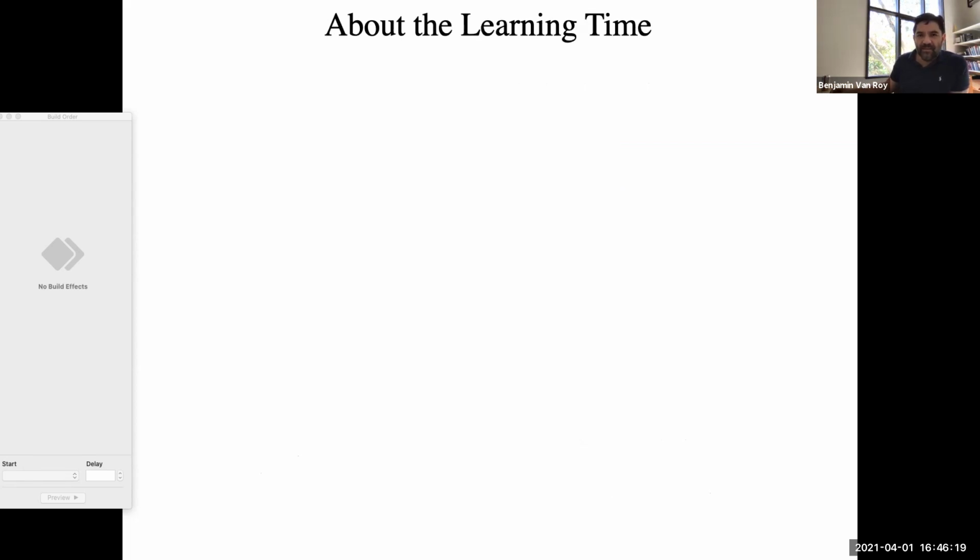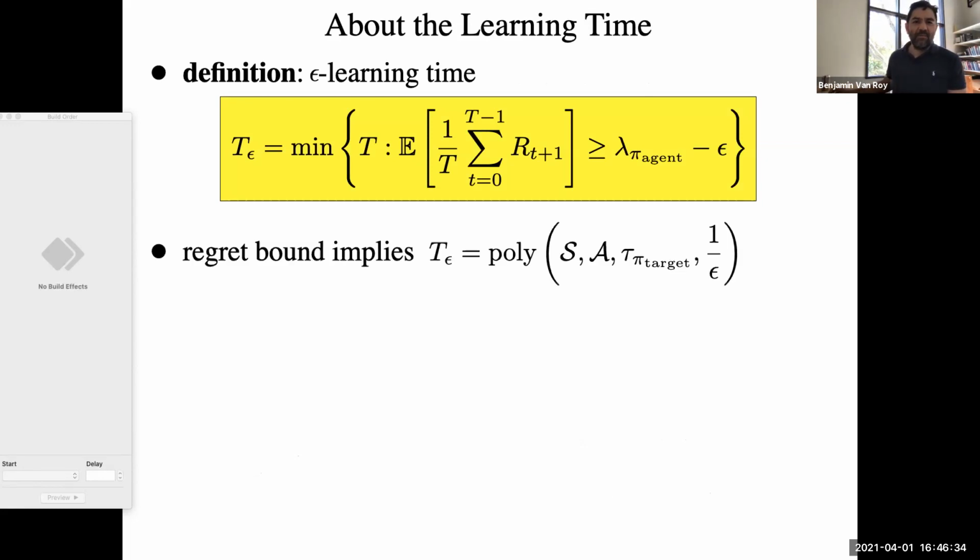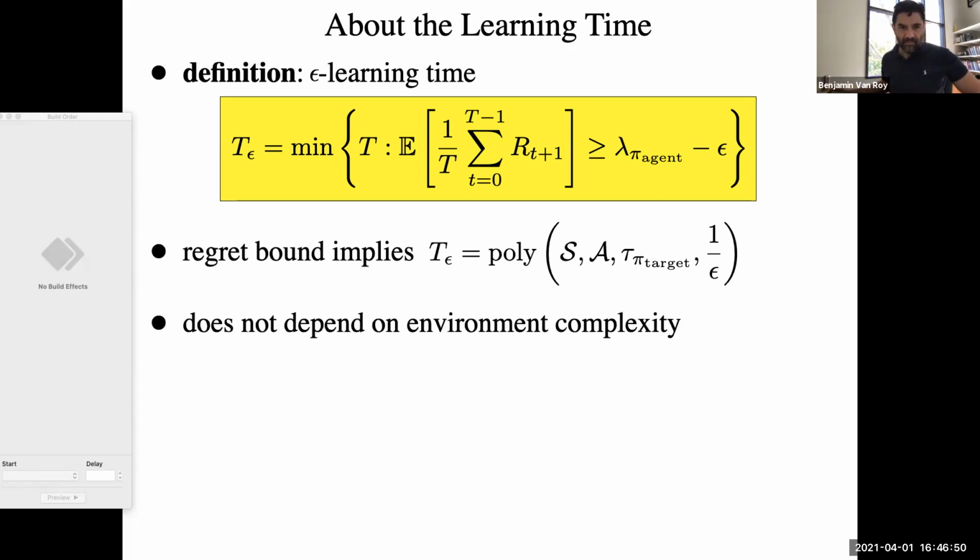Okay, so let me talk a bit about the learning time. I talked about the asymptotic performance being within 15 delta of optimal. How long does it take us to get there? Well, the regret bound implies that it's polynomial. You get within epsilon of that in time polynomial in the number of aleatoric states, the number of actions, the reward maximizing time of the target policy, and one over epsilon. So the key here is that this doesn't depend on environment complexity.